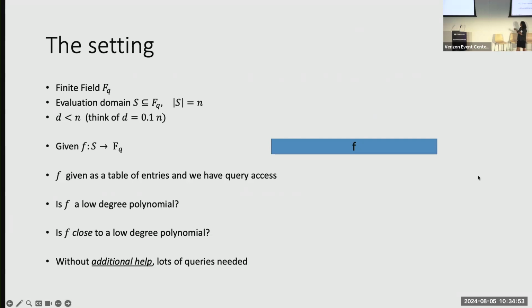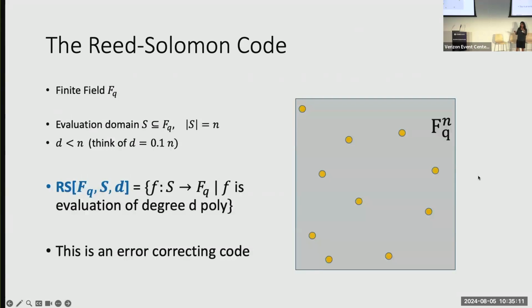And it's not hard to see that you cannot answer this question without making lots of queries into f. So D, the degree is linear in n. You need to make at least linear number of queries to determine this, unless there is some additional help. And so this motivates the model of IOPs and IOPPs, which we saw in the previous talks.